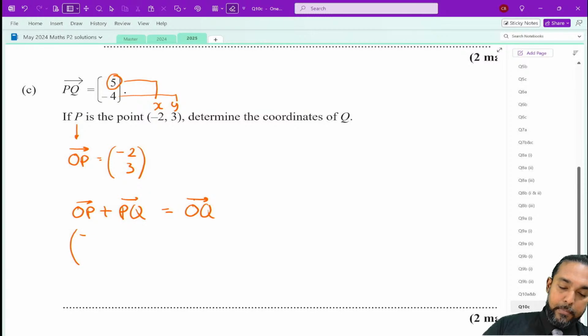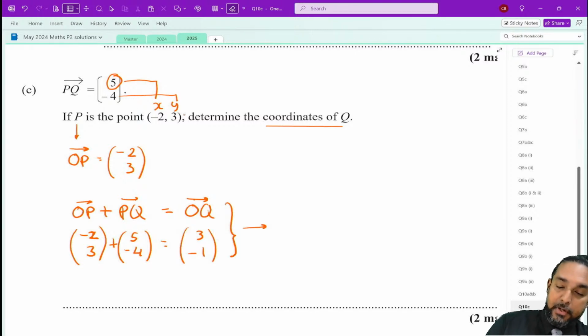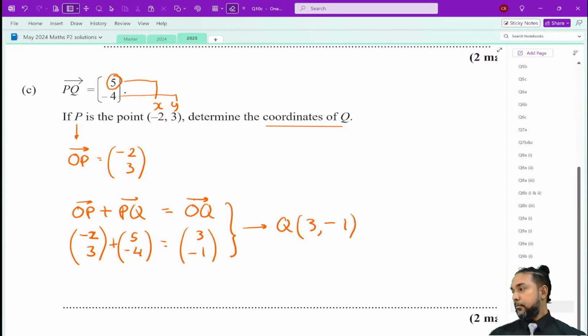So you have -2, 3, and then PQ is 5, -4. So -2 plus 5 is same as 5 minus 2, which is 3, and then 3 minus 4 is simply -1, right? Now this is the position vector OQ. They wanted the coordinates of Q, so just like how we change the coordinates into the position vector, we just do it in reverse now. So the coordinates of Q will simply be 3 and -1. Right?